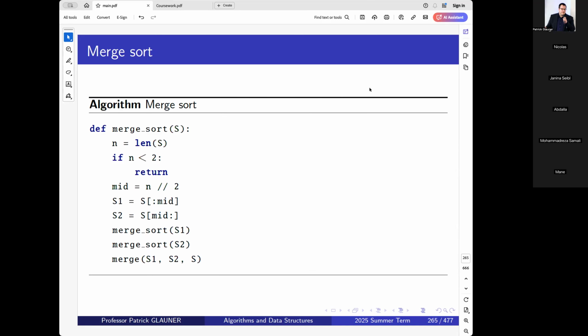Why is it n log n? It turns out we have some constant work here. We need to split something, or we calculate this mid index, and we have two recursive calls. So this is T of n/2, because it's the half. It's T of n/2. So 2 times T of n/2 plus merging all of these elements. So the recurrence relation is T of n is 2 times T of n/2 plus n.